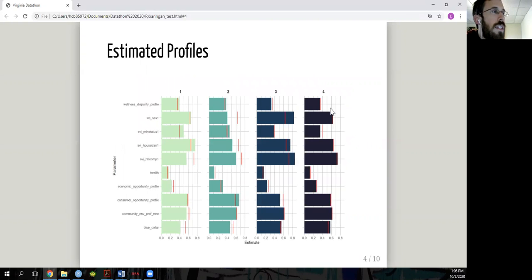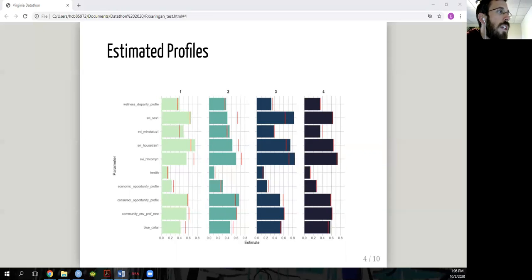So the first step was to estimate the number of profiles. So we used latent profile analysis, which attempts to find hidden groups of observations, in this case localities, within the full sample of data. And after fitting our model, our statistics suggested that 4 profiles fit our data best. So that's what we moved forward with, and that's what you see here.